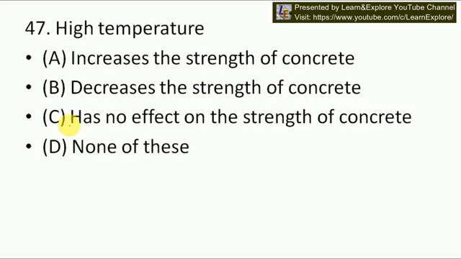High temperature increases the strength of concrete, decreases the strength of concrete, has no effect on the strength of concrete, or none of the above. So high temperature decreases the strength of concrete, right? So our answer is B. High temperature decreases the strength of concrete.